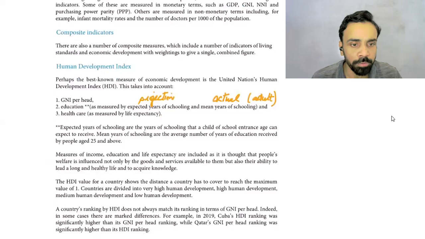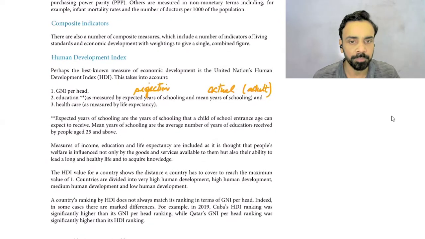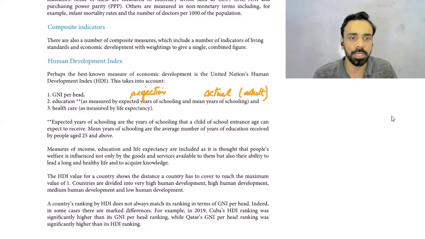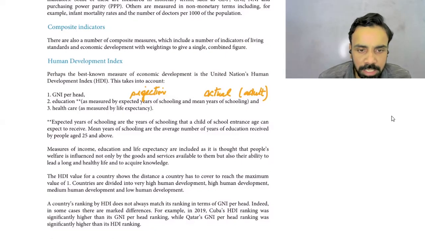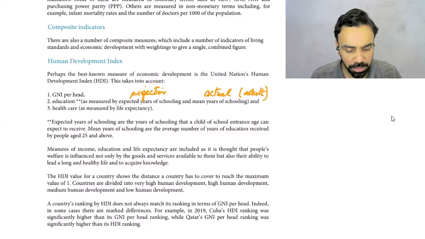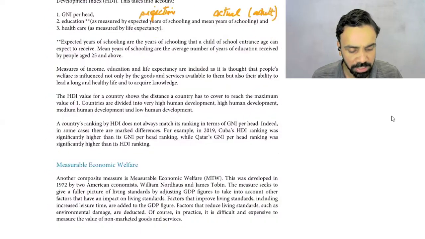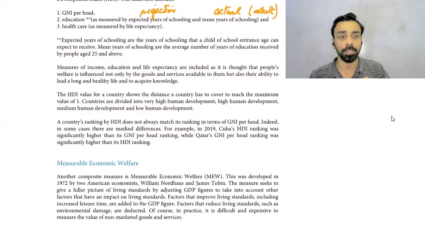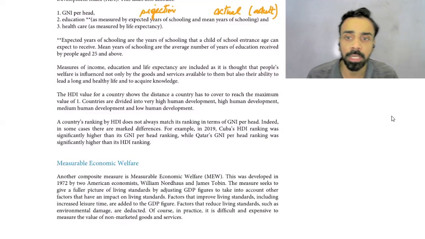Okay. Then moving forward, please remember that when you calculate the Human Development Index, it will not always match the GNI. Some countries might have really good education and healthcare, but their GNI might not be that good, right? So there can be variations, as long as you're seeing a number from 0 to 1. So that's a good thing. Apart from that, we have more indicators, right? We can talk about indicators like something called MEW, the measurable economic welfare.